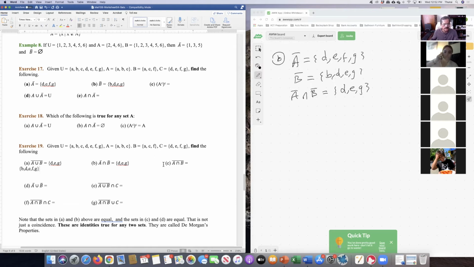Okay, so we have the three parts going on to A bar union B bar. This means you had to find A bar first, B bar, and then combine them. We have A bar up here, D, E, F, G. B bar is B, D, E, G. So what is the union? BDEFG. Right. Okay.